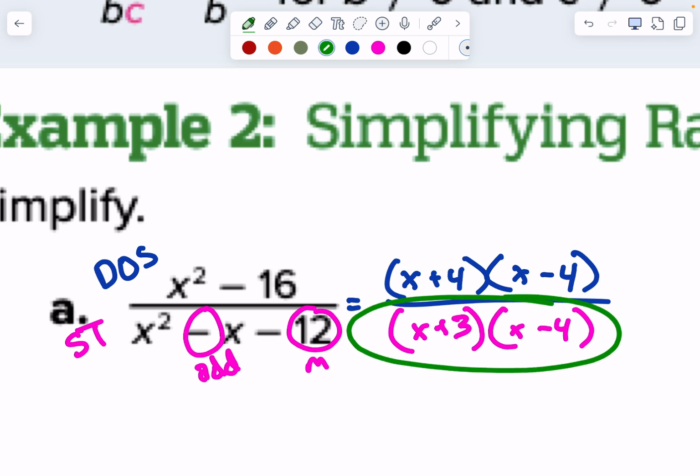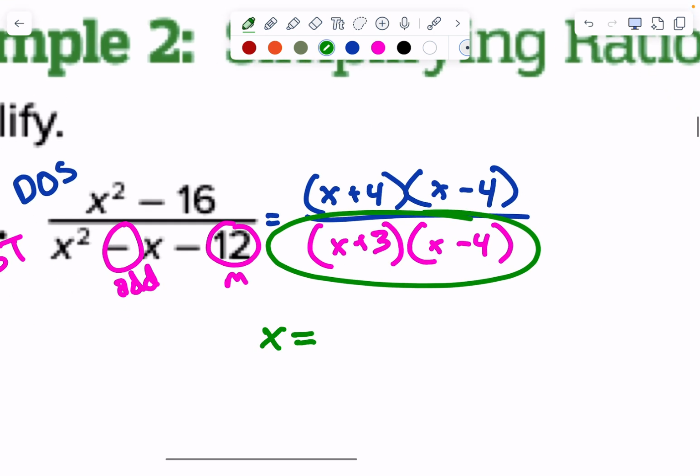All right, my calculus kids. These guys on the bottom, we would say that x can't be what? x can't be positive 4, right? And x can't be negative 3. Now, what's happening at negative 3? There's a VA. What's happening at 4? There's a hole. Do we understand that, calculus kids?